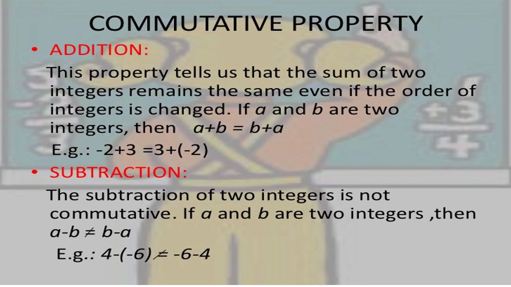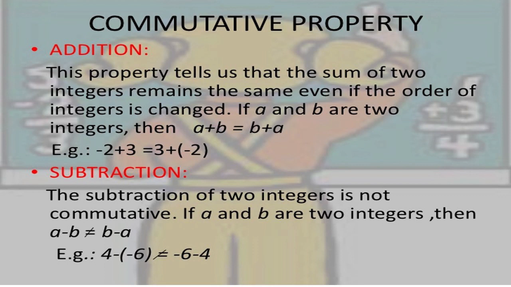Subtraction. Subtraction of two integers is not commutative. If a and b are two integers, then a minus b is not equal to b minus a. Let me verify it by taking the example of 4 minus 6. When minus 6 is subtracted from 4, we get 2 or plus 2. What if we subtract 4 from minus 6? Means minus 6 minus 4. We get the result as minus 10.